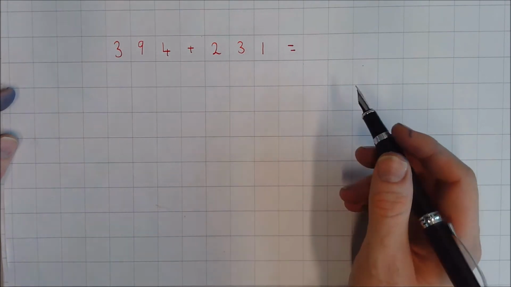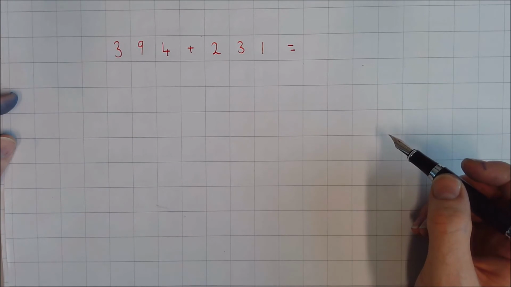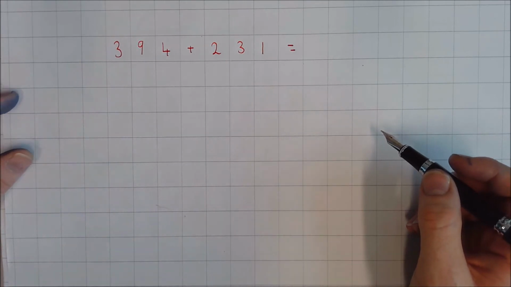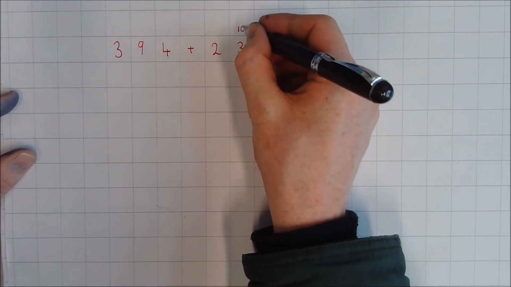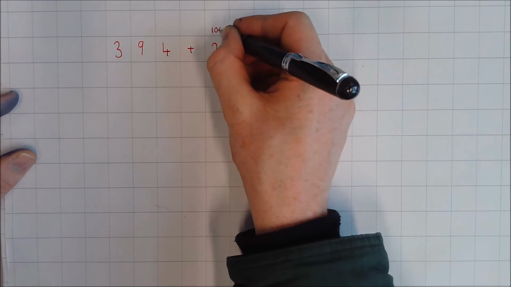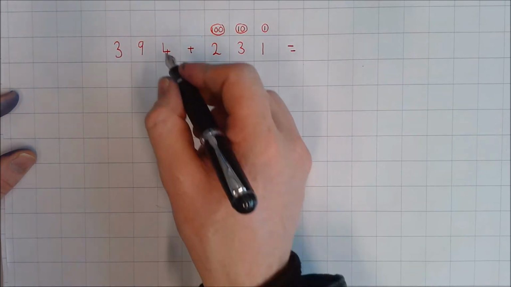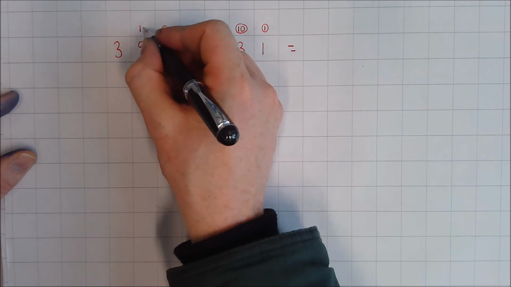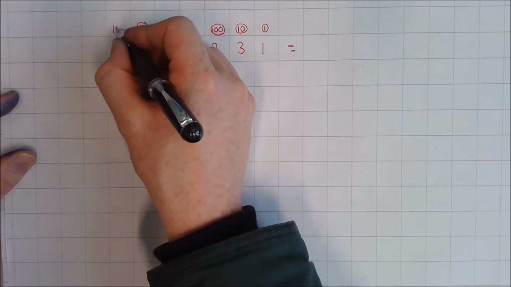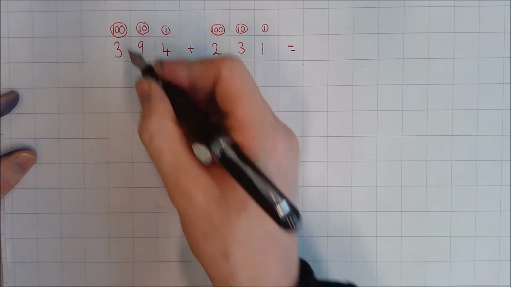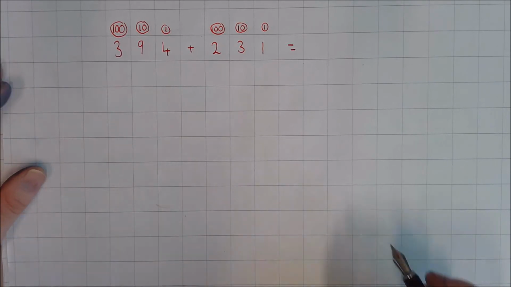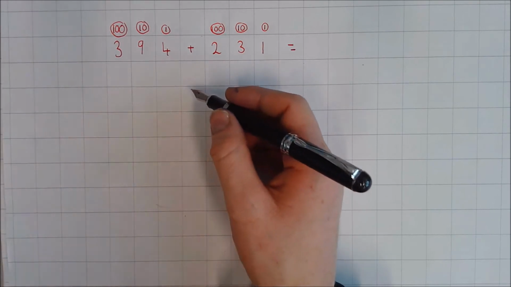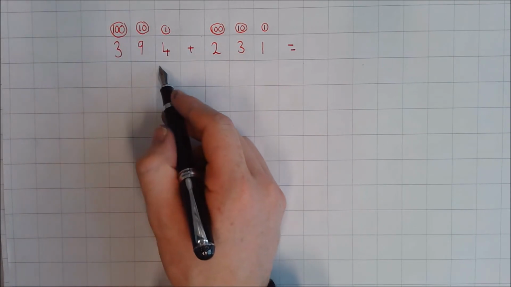So when we're setting up our column addition, there's something we really must pay attention to, and that is our place value. This is our ones column, our tens column, and our hundreds column. Let's do the same for this number, our ones column, our tens column, and our hundreds column. Now what's really important is that when we line these up into our column addition, the ones line up, the tens line up, and the hundreds line up. Usually we put the largest addend on top. In this case, this is our largest addend.